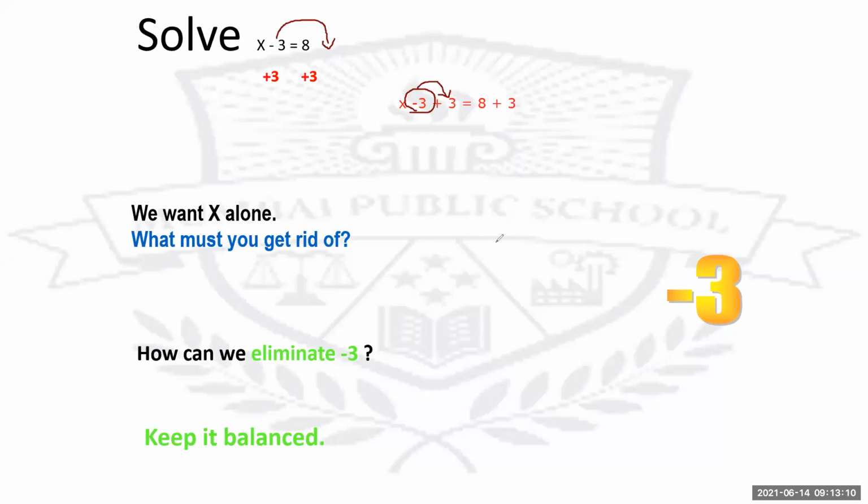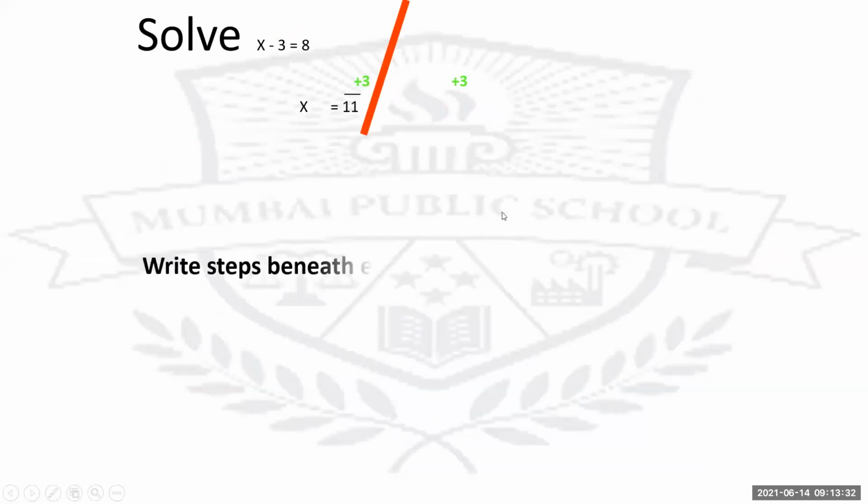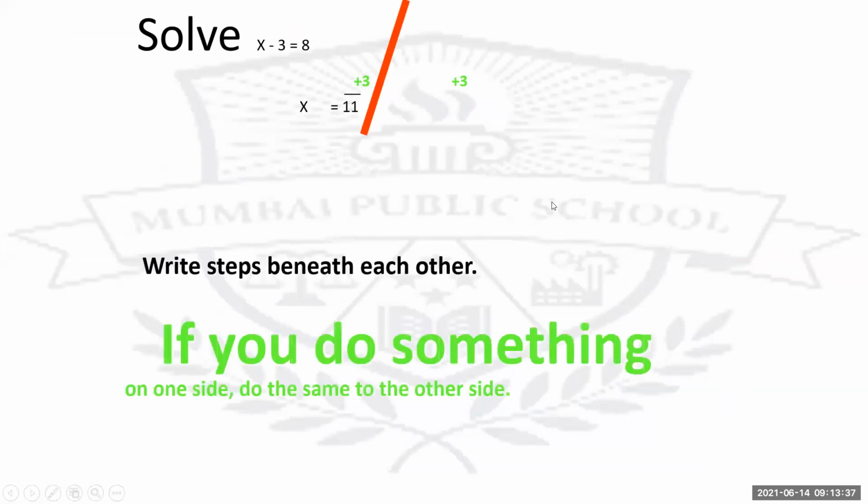Now you're left with 8 plus 3. Now what is 8 plus 3? 8 plus 3 is 11. Check. Understand? So 8 plus 3 will give you 11. Write the steps beneath each other. You have to write the steps beneath each other one by one.